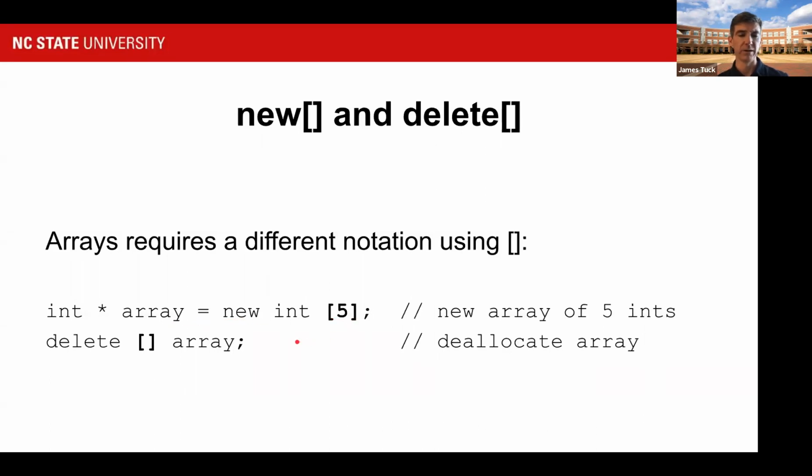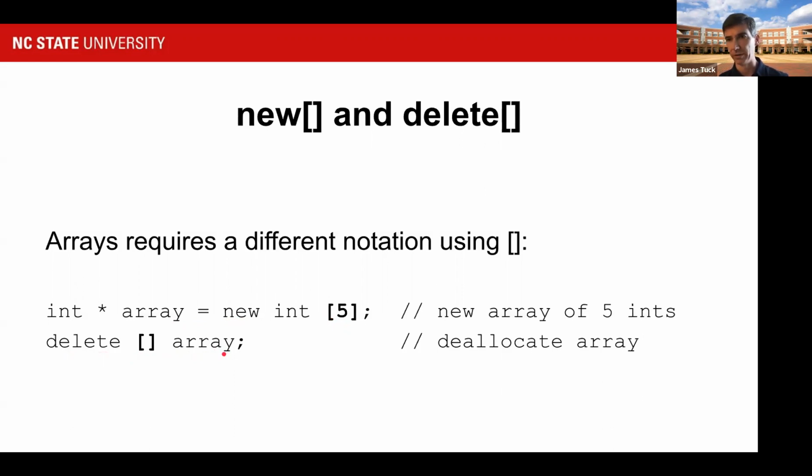And then later, if I want to deallocate this array, then we would use the delete keyword. Right after the delete keyword, we have open and close brackets. We don't need to place any size inside these brackets. This just tells delete we're deleting an array, not a single int. And then followed by the pointer of the array we want to delete.